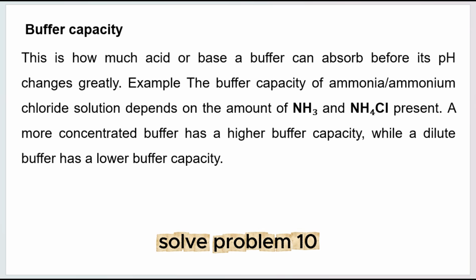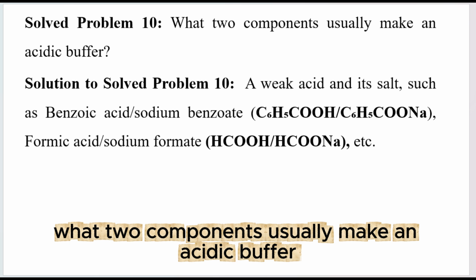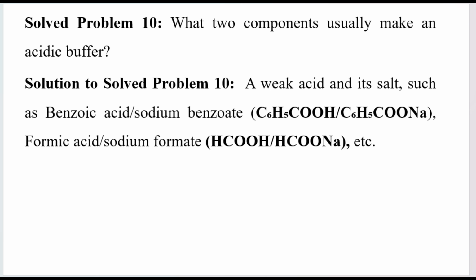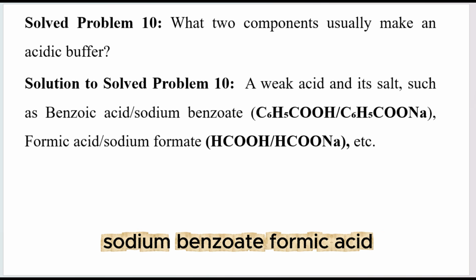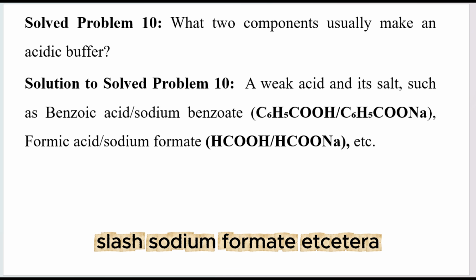Solved problem 10. What two components usually make an acidic buffer? Solution to solved problem 10. A weak acid and its salt, such as benzoic acid/sodium benzoate, formic acid/sodium formate, etc.